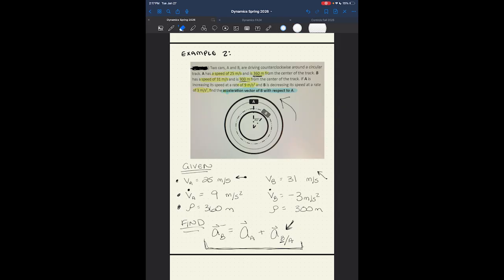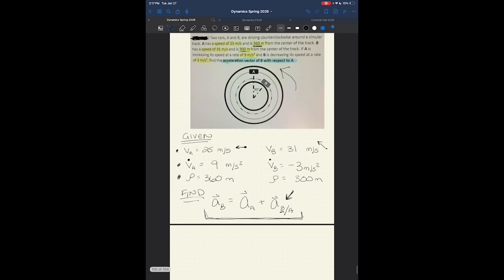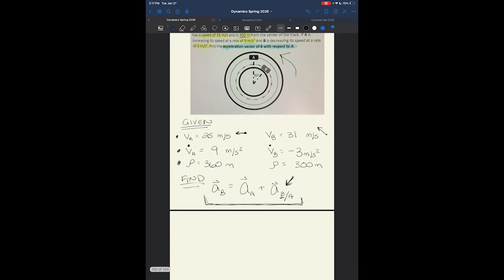Okay. So let's go on a hunt for acceleration of B, and then we'll go on a hunt for acceleration of A, and then we can plug them into this equation and solve for acceleration of B with respect to A. But actually, foreshadowing, it's going to be a little bit trickier than that, as you know from class. We're going to have to do a coordinate transformation, which is a little bit gross, but we're going to walk through it slowly. All right, so let's go on our hunt for acceleration of B.